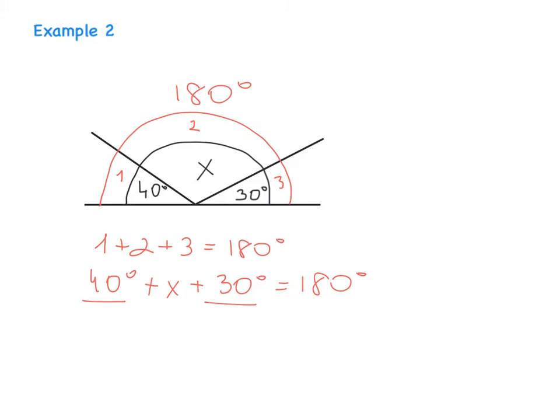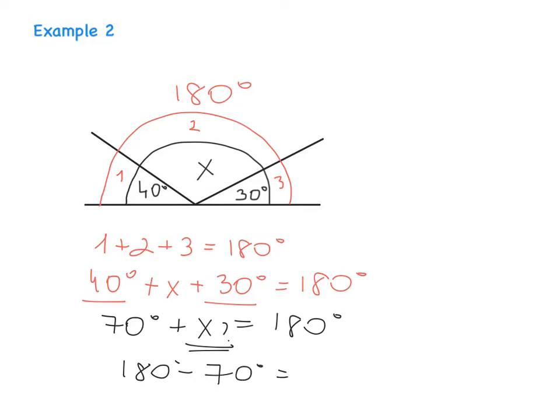First of all, we can add 40 and 30, so it's 70 degrees plus x equals 180. So what x is? Simple, 180 degrees minus 70 degrees, 110 degrees. And x is 110 degrees. Okay, so use what you know to find unknown angles.